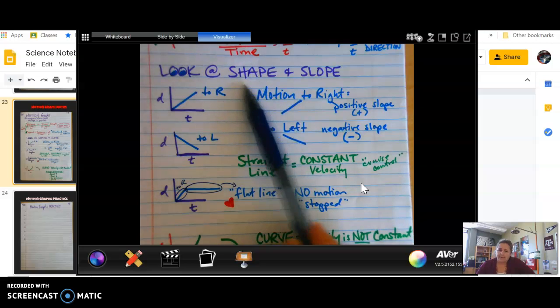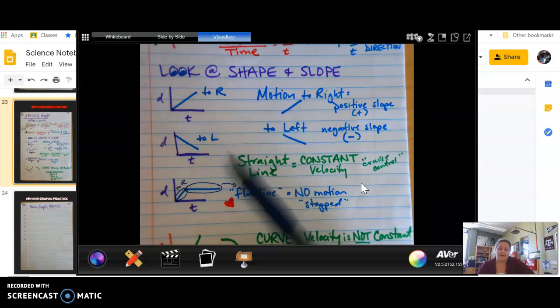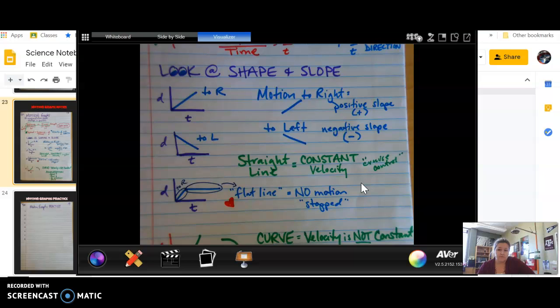And we'll look at the shape: is it a straight line or a curved line? All of this we practiced with our graphing games and our Stickman. So if you didn't do that, go back to the previous video and watch that and do the graph games first so that this will make more sense to you. I'm assuming that that's already been done, you've already accomplished it, and now we're moving forward.